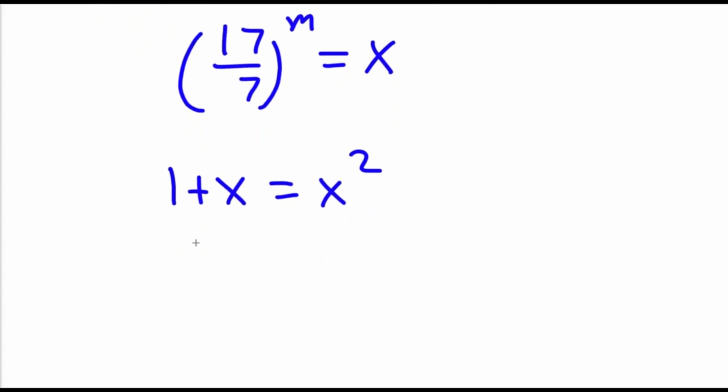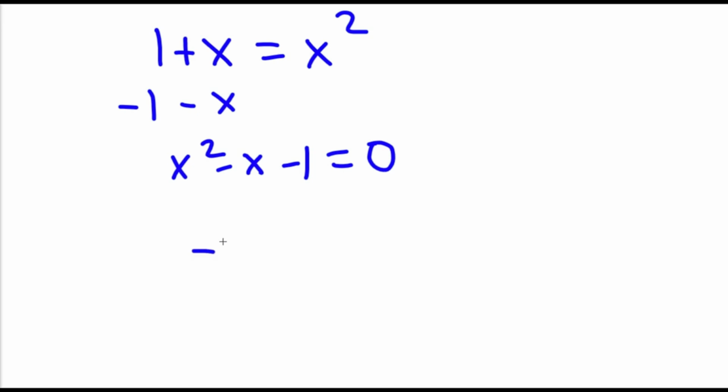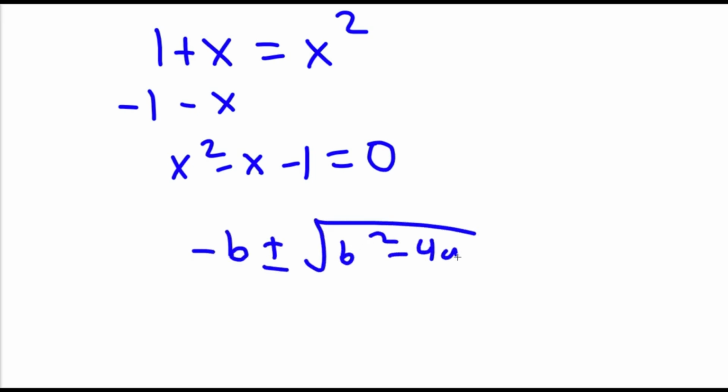So now I can subtract x and subtract 1 on both sides. So now I get x squared minus x minus 1 is equal to 0. And this is now a quadratic equation, which I can solve using the quadratic formula: negative b plus or minus the square root of b squared minus 4ac, over 2a.